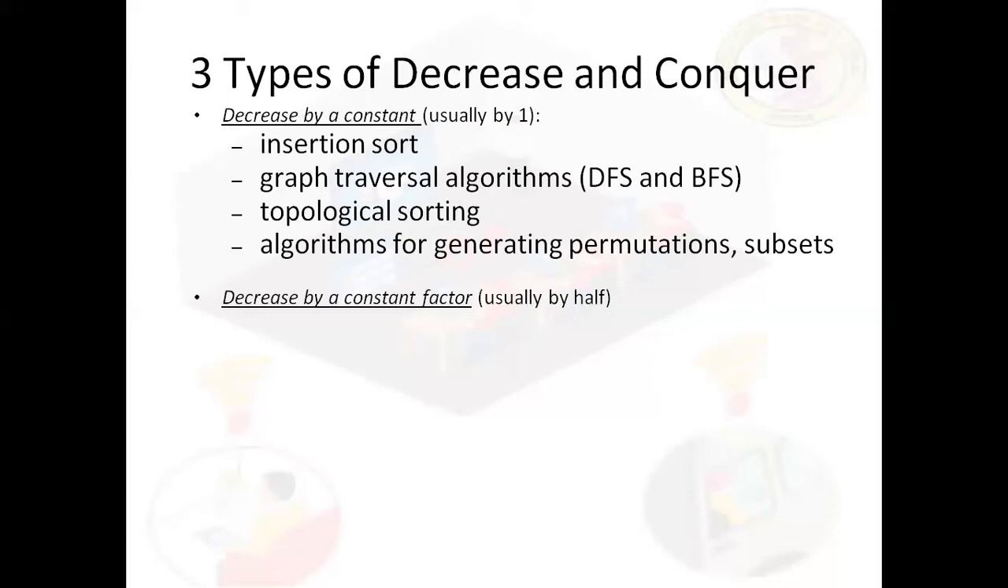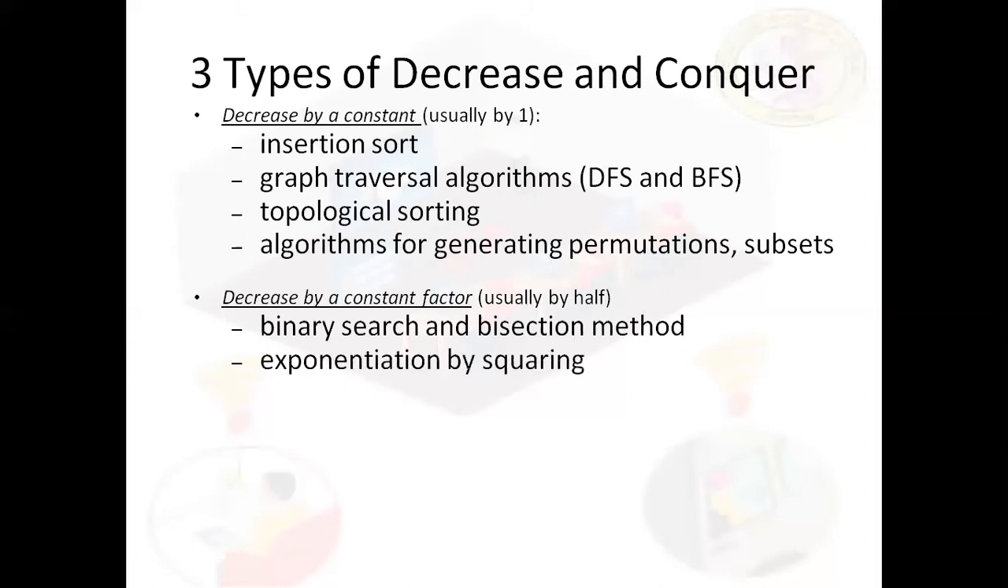The second type of decrease and conquer is decrease by a constant factor, usually by half. If you decrease by a constant factor like usually by half, then it will become a divide and conquer approach where the problem is divided into equal halves, like binary search, exponentiation by squaring.